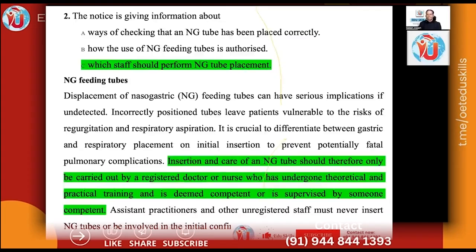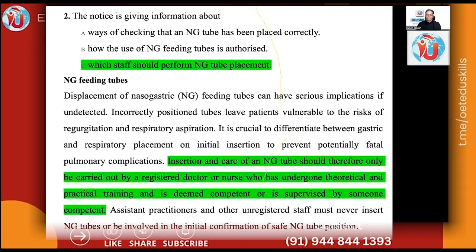Placement of nasogastric feeding tubes can have serious implications if undetected. Incorrectly positioned tubes leave patients vulnerable to the risk of regurgitation and respiratory aspiration. It is crucial to differentiate between gastric and respiratory placement on initial insertion to prevent potentially fatal pulmonary complications. Insertion and care of an NG tube should therefore only be carried out by a registered doctor or nurse who has undergone theoretical and practical training and is deemed competent, or is supervised by someone competent.